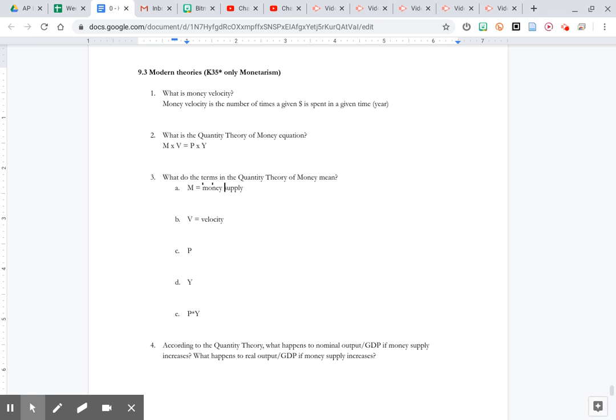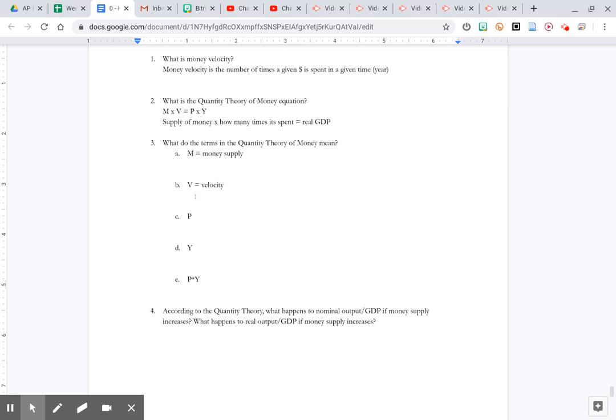So if we multiply the money supply times the money velocity, in other words, the supply of money times how many times it's spent, that is going to equal the nominal GDP. Excuse me, I had a brain fart there.